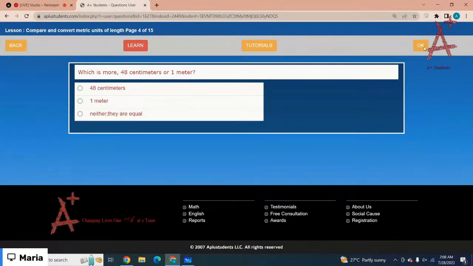The correct option is 1 meter, because in 1 meter you have 100 centimeters, right? So the correct option is 1 meter. 1 meter is greater than 48 centimeters, because in 1 meter you have 100 centimeters. Very good.